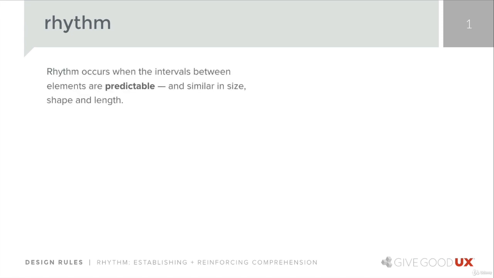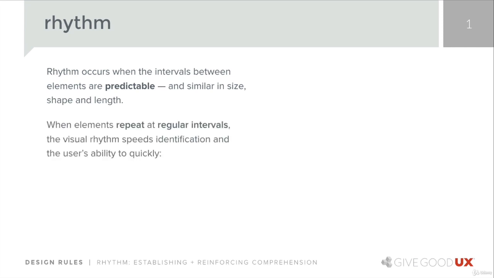The next principle I want to talk to you about is rhythm, which is exactly what it sounds like. Rhythm occurs when the intervals between elements, we looked at negative space a minute ago, are predictable, when they're similar in size, similar in shape, similar in length. When elements repeat at regular intervals, the visual rhythm that's created speeds identification and the user's ability to quickly infer what those elements are and understand what they do.